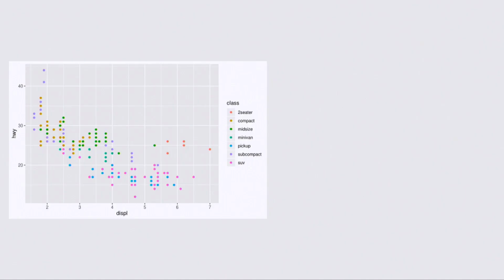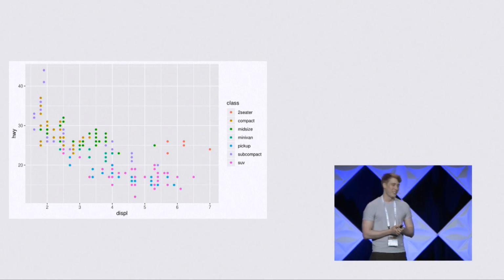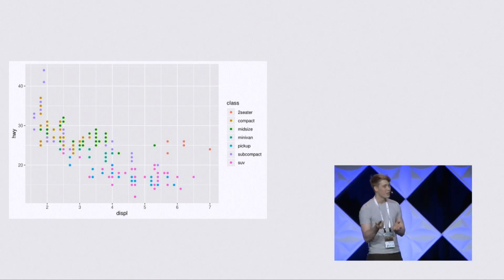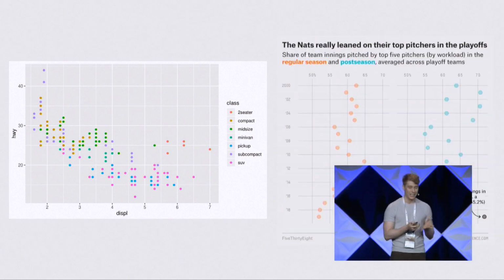But I think that there's actually some substance here. So this said, take your charts from drab to fab, and that's sort of what we're going to try to do today. So this is the drab. This is the starting point, right? Sorry, Hadley, but it's true. And what we're going to try to do is get something more like this.